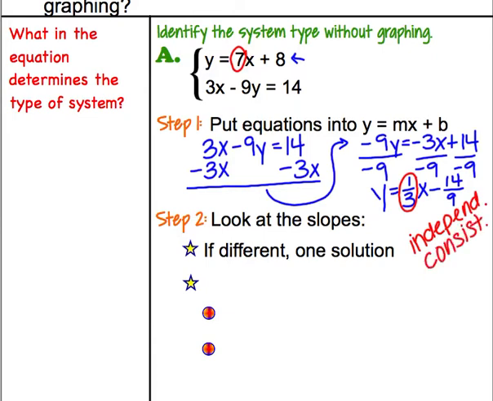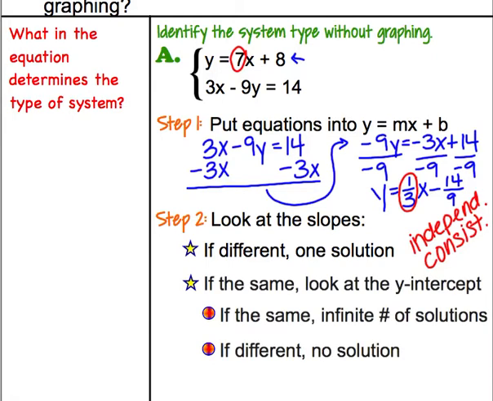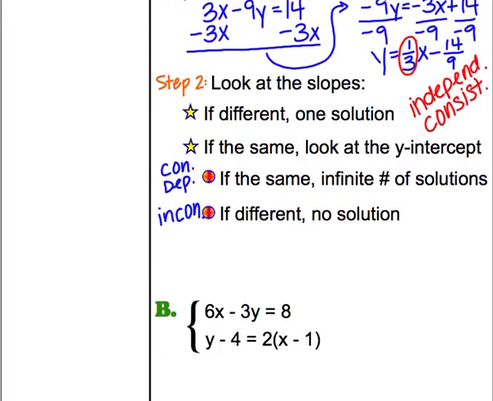Now to move on, just so we can have our information for the rest of it, if the slopes are the same, then you need to look at the y-intercept. If they have the same slope and the same y-intercept, then it's an infinite number of solutions, which would be consistent and dependent. And if they have different y-intercepts and the same slope, then this is going to be inconsistent. So knowing that, let's take a look at our next example.